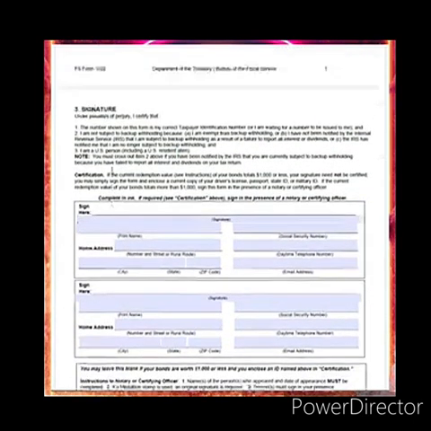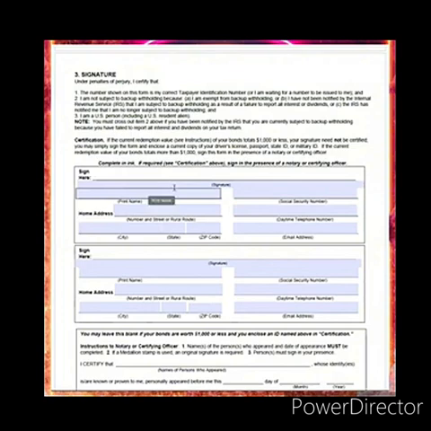Page 2. 3, signature. I prefer autograph, but we'll call it signature. Under penalties of perjury, I certify that 1. The number shown on this form is my correct taxpayer identification number, or I am waiting for a number to be issued to me. And 2, I am not subject to backup withholding because A, I am exempt from backup withholding, or B, I have not been notified by the Internal Revenue Service, IRS, that I am subject to backup withholding as a result of a failure to report all interest or dividends.